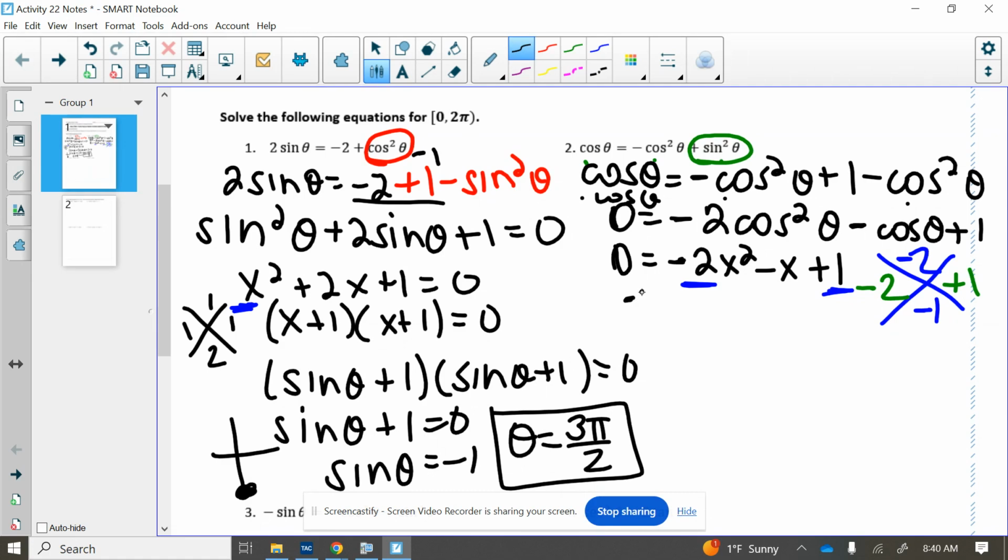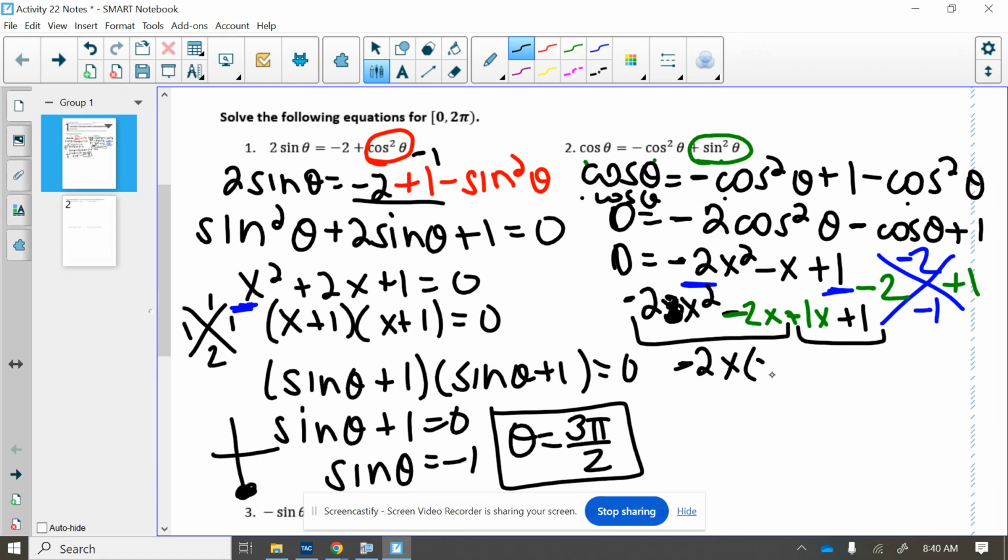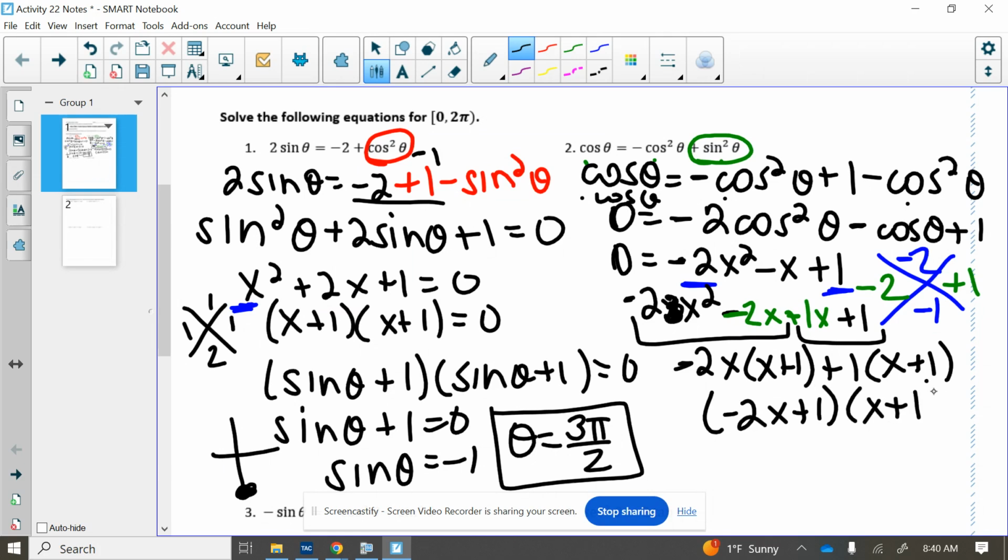So if we think about, again, factoring, negative 2x squared minus the 2x plus 1x and then plus 1, we can now group these middle terms. We take out a negative 2x, and we're left with x plus 1. Over in the second group, best we could do is pull out a 1. We have x plus 1. So our two factors would be negative 2x plus 1 and x plus 1.